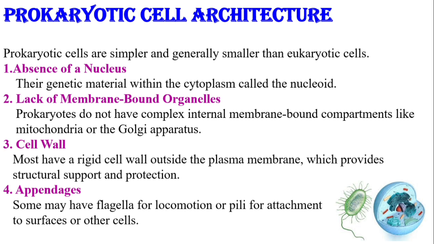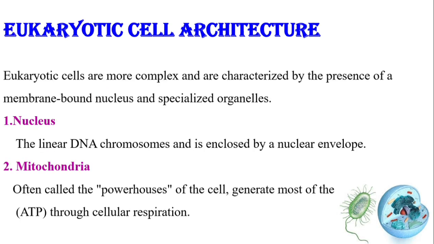Prokaryotic cell architecture. Prokaryotic cells are simpler and generally smaller than eukaryotic cells. Absence of nucleus: the genetic material within the cytoplasm is called the nucleoid. Lack of membrane-bound organelles: prokaryotes do not have complex internal membrane-bound compartments like mitochondria or Golgi apparatus. Most have a rigid cell wall outside the plasma membrane which provides structural support and protection. Some may have flagella for locomotion or pili for attachment on the surface of other cells, called appendages.